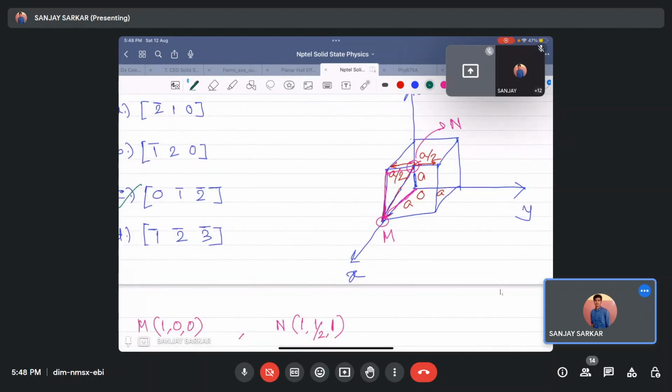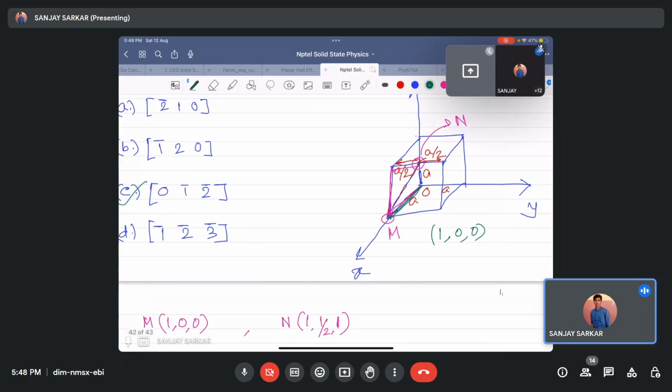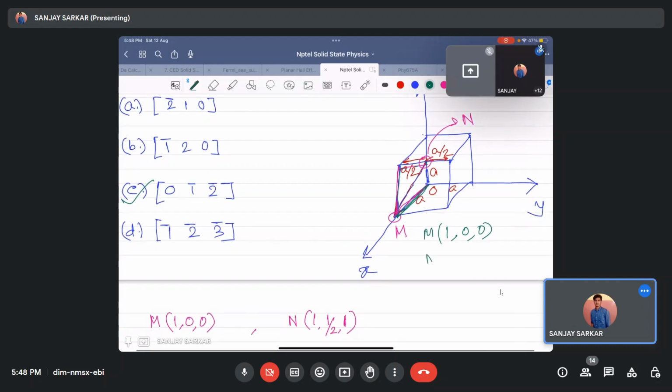But you know the coordinates of m and n. So what is m? M is along x direction, so definitely it is 1 0 0, and it is 1 unit of a. So you come to this direction, here you get m. So m is just 1 0 0. Now you need to find the coordinates of n also. To find the coordinates of n, you need to go 1 unit of x, then 1 unit of z, and half unit of y. So that's how I calculate the coordinates of n. So this is m and this is n: 1 unit of x, 1 unit of z, and half unit of y.